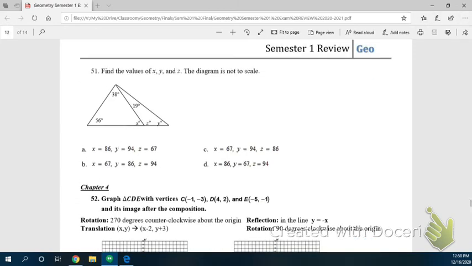Okay, moving right along, number 51. And at this time, please release it. Sorry about that. Okay. It says find the values of x, y, and z.